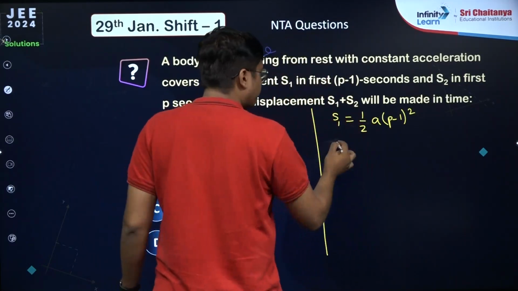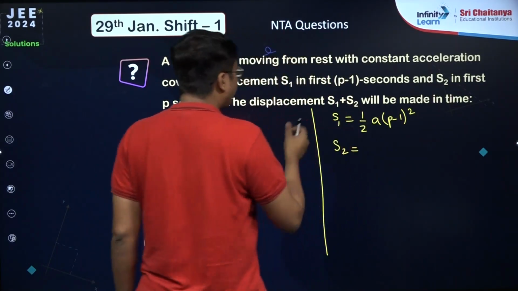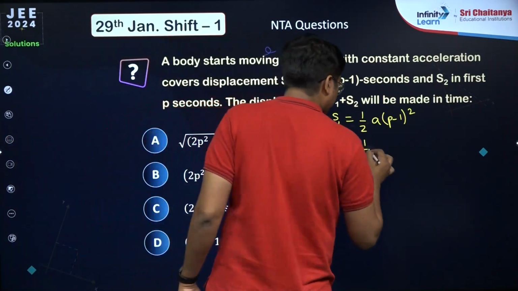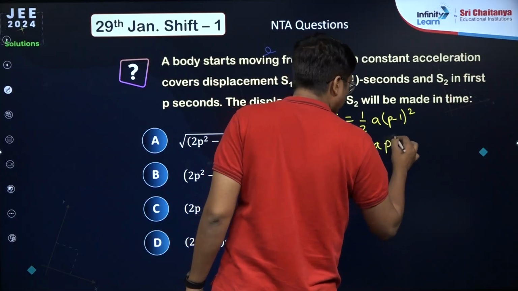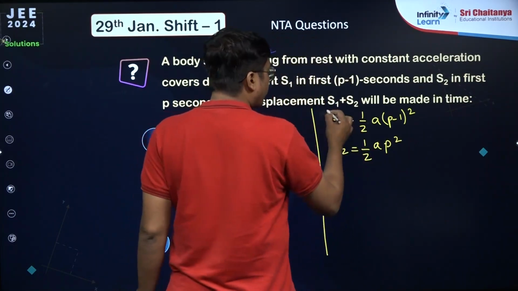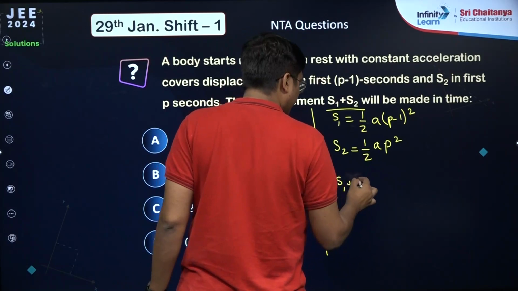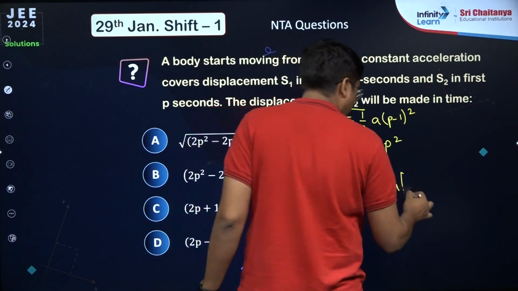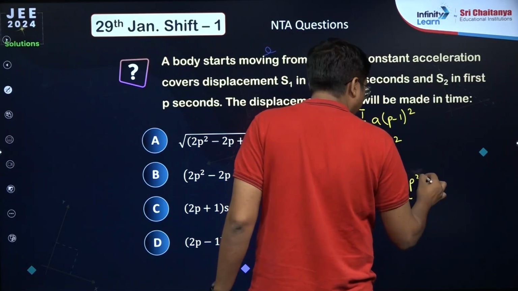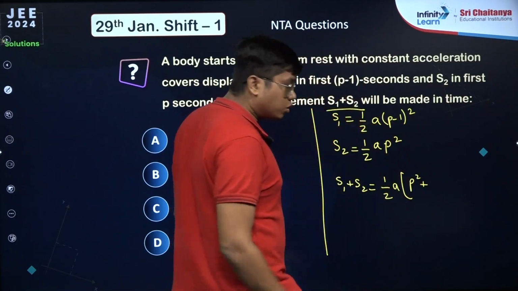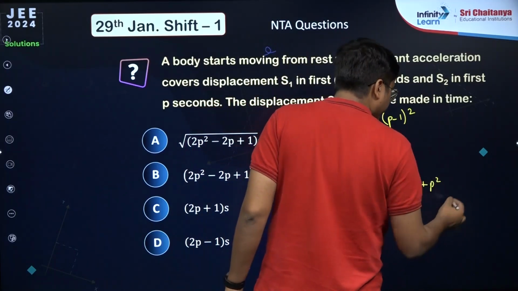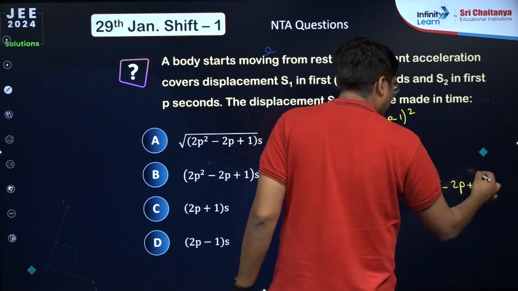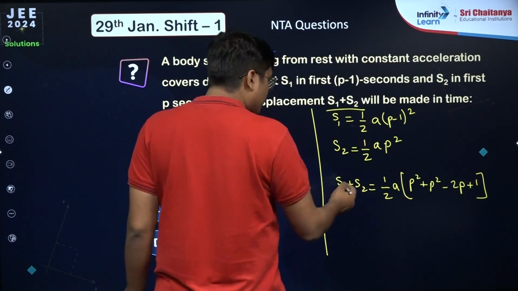That is your S1. And S2 is the distance traveled in the first p seconds. So you have half a into p square. You're looking for S1 plus S2. That would be half into a into p square plus p minus 1 whole square, which would give you p square minus 2p plus 1. So S1 plus S2.